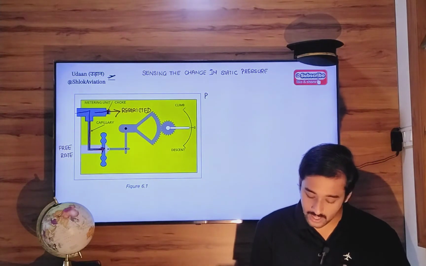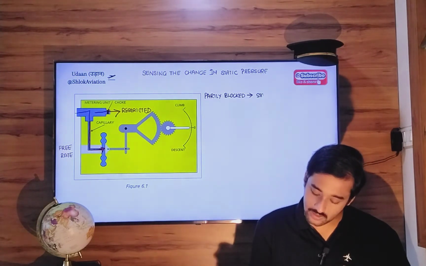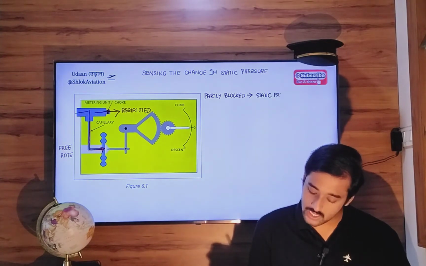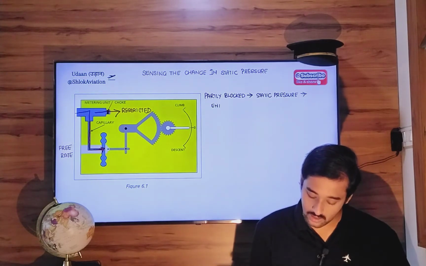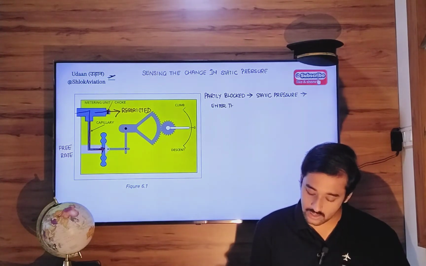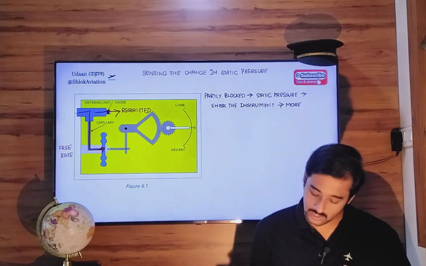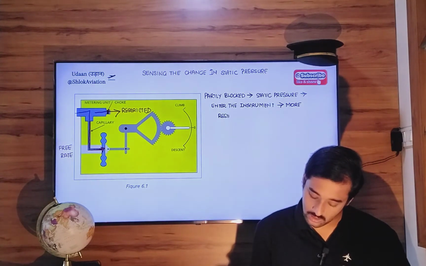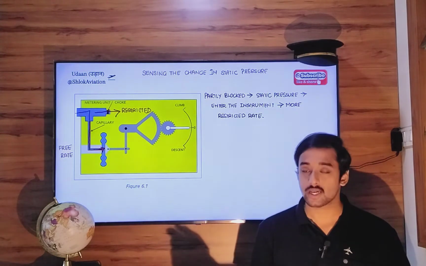If the choke becomes partly blocked, the static pressure will enter the instrument at a more restricted rate. Okay, at a more restricted rate.